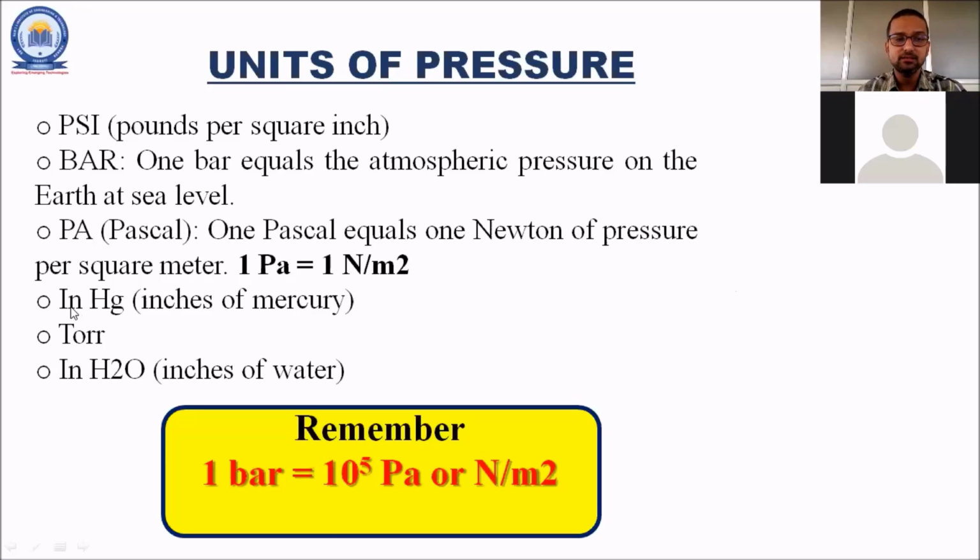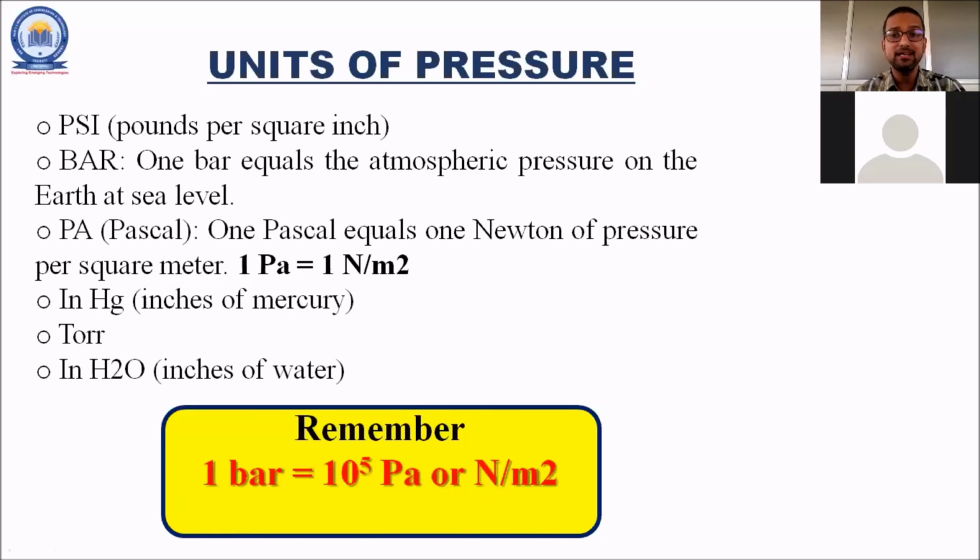Also the unit of pressure, that is the inches of mercury. Torr is also one of the units of pressure, and inches of water is also considered a unit of pressure. Here friends, at the bottom you are seeing I have highlighted one point and written remember. So kindly note down this point, or if you want to remember, then remember this point, that is 1 bar is equal to 10 raised to power 5 Pascal or Newton per meter square.